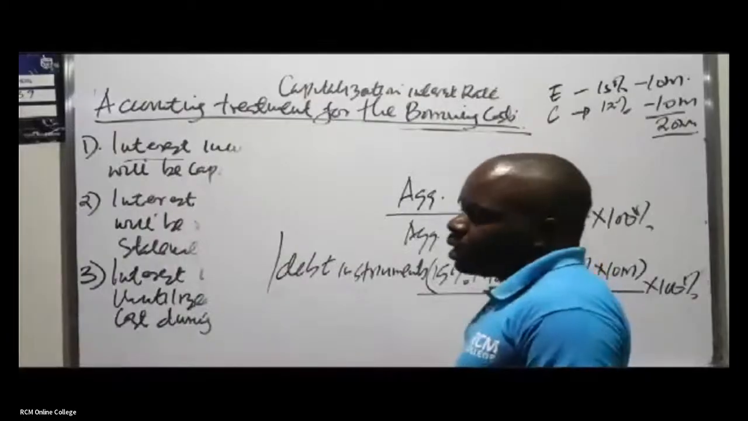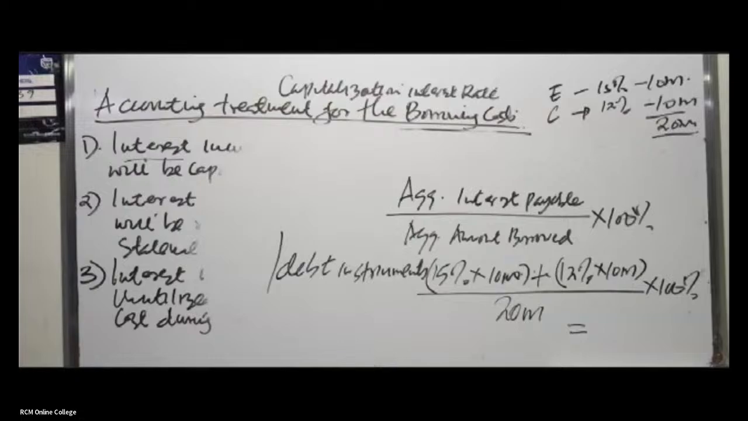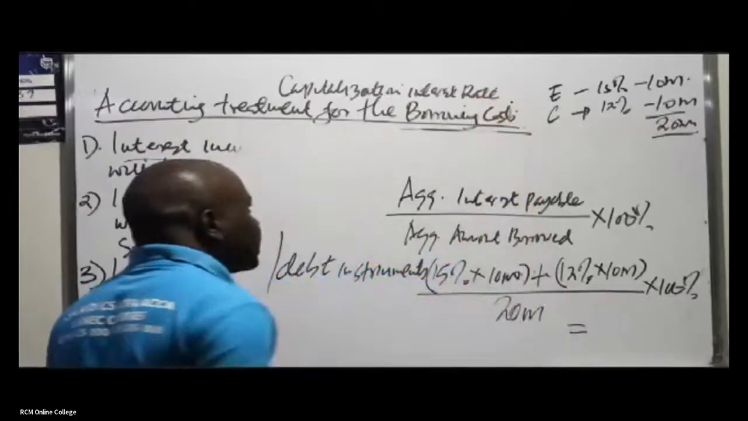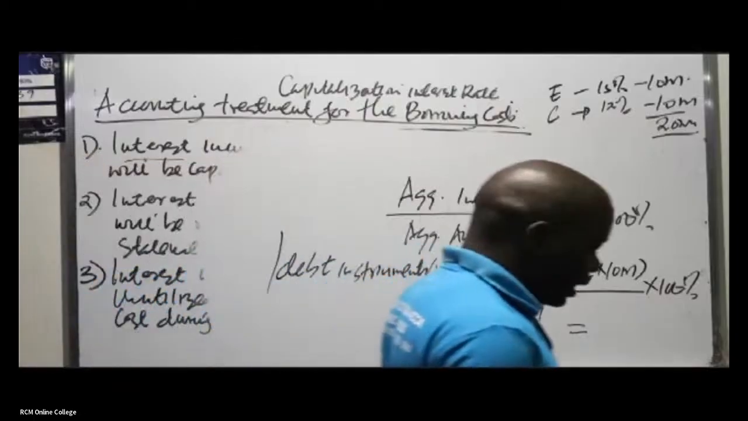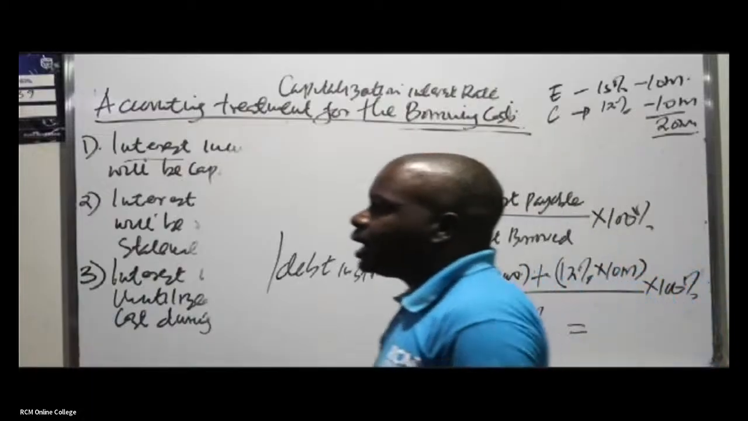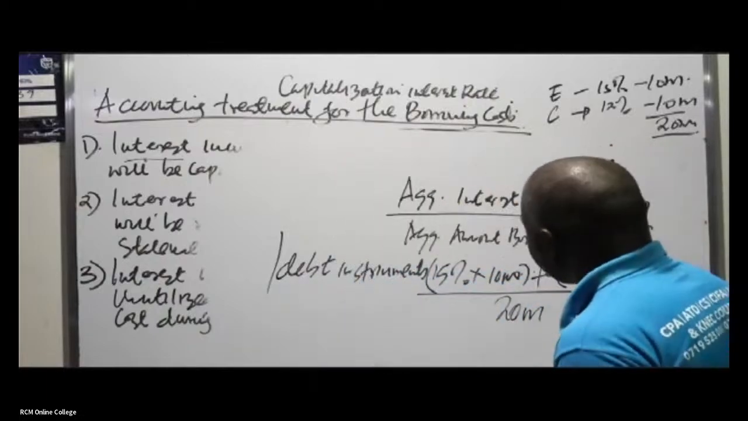Stroke simply means 'or'. Don't write the word stroke in your book. You put it basically like this: amount borrowed, debt instrument, comma, the capitalization interest rate will be calculated as follows. You put a semicolon after 'as follows'.